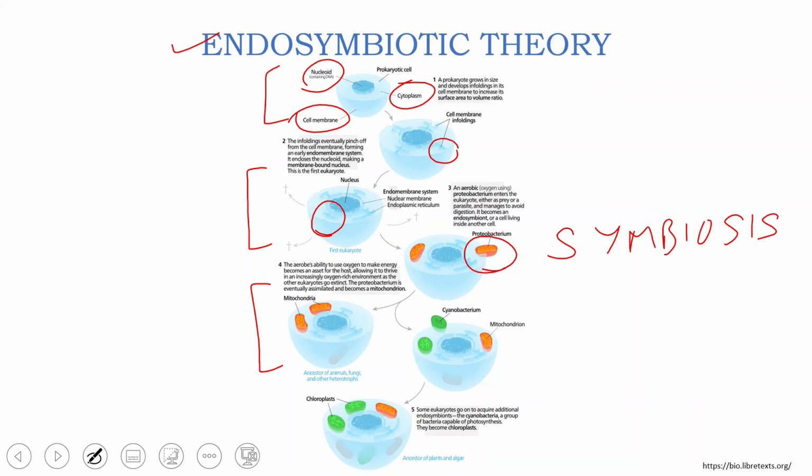Next, if instead of this aerobic proteobacterium, a cyanobacteria was engulfed by this eukaryote, this cyanobacteria had the ability to photosynthesize. So the ability of photosynthesis of this cyanobacterium was utilized again by this eukaryote to survive, and this cyanobacterium, which was engulfed, transformed into chloroplast. Understood? Okay, let's move on to the next topic.